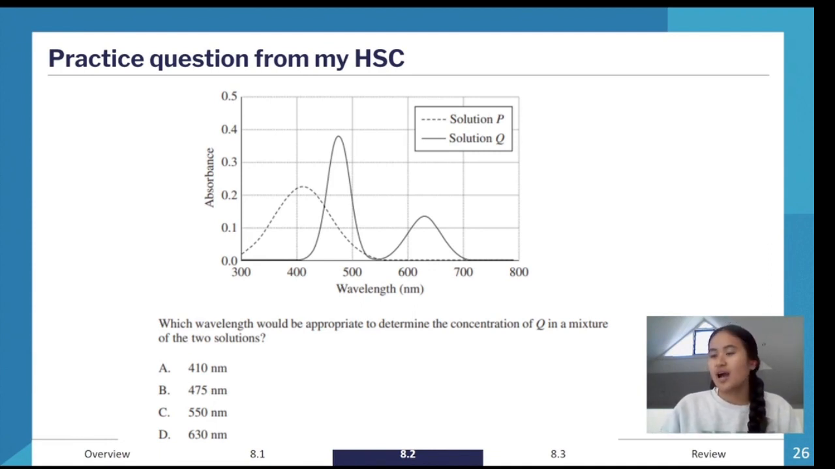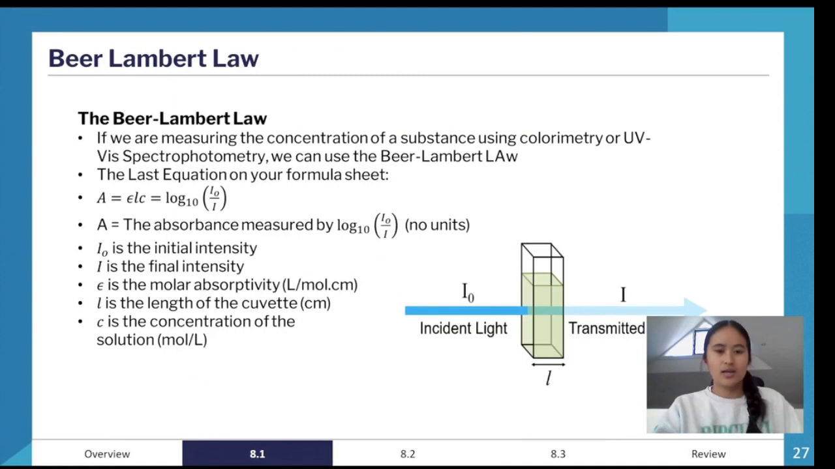If we do it over at 475, some of it is being absorbed by P, so we'll have a number that is much higher than the actual concentration, because we think that the little bit that's being absorbed by P is actually being absorbed by Q. So that's why we need it to be 0 for P and then high for Q. So 630 D, that's the answer to that question.